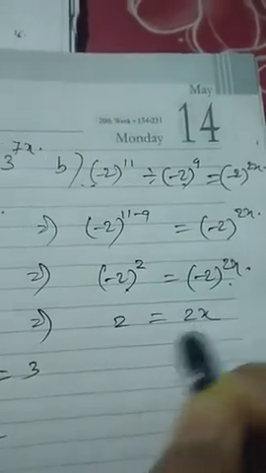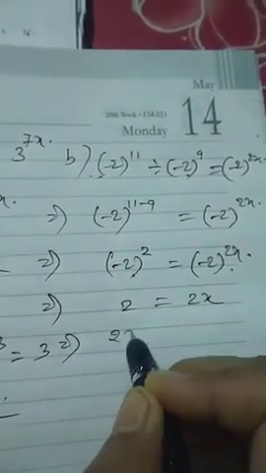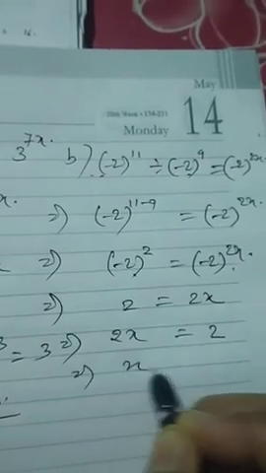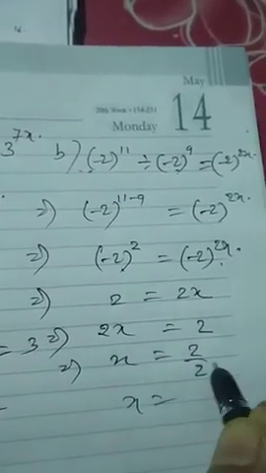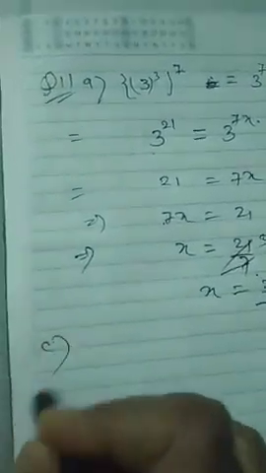2 is equal to 2x, or you can bring 2x here and 2 to this side. x is equal to 2 by 2, so x is equal to 1. So 1 will be the answer. The x value is 1. Got it? Now C number.